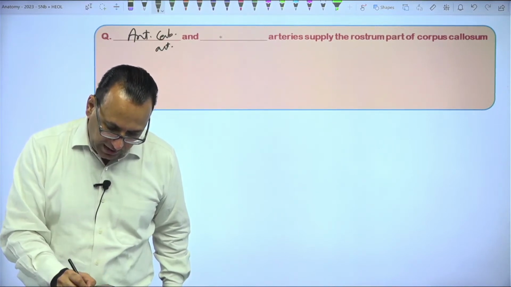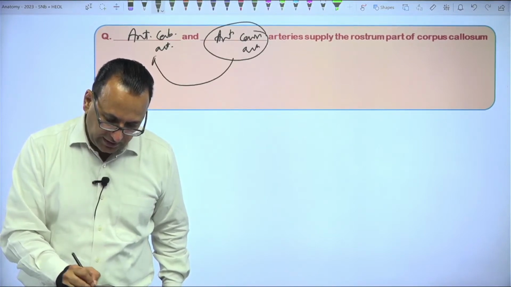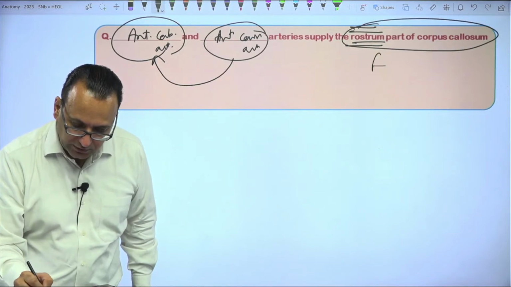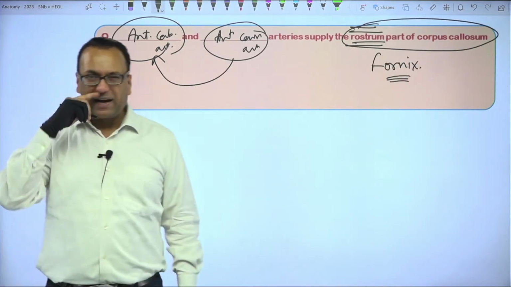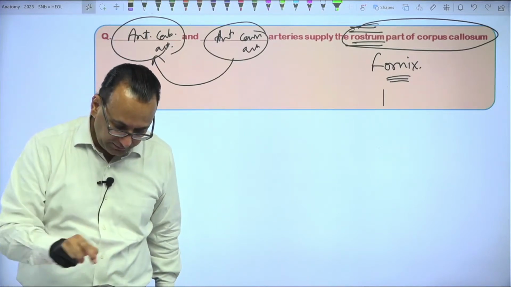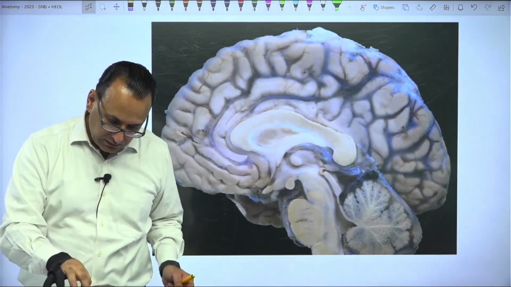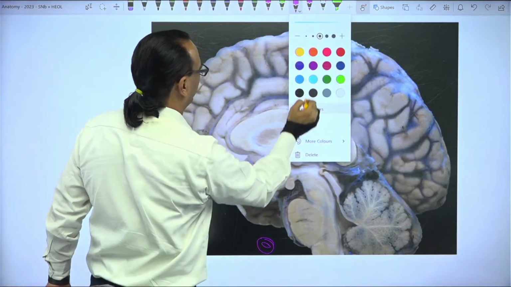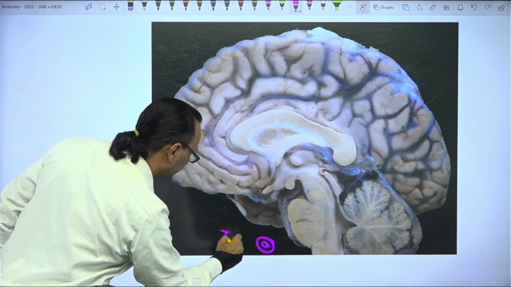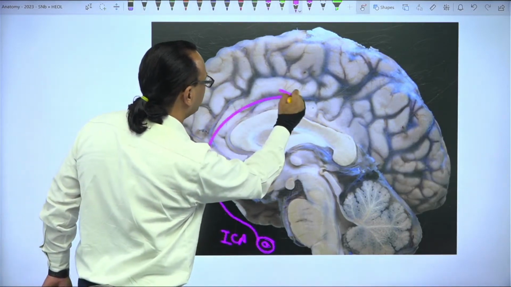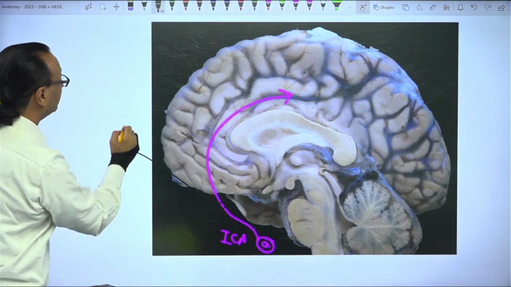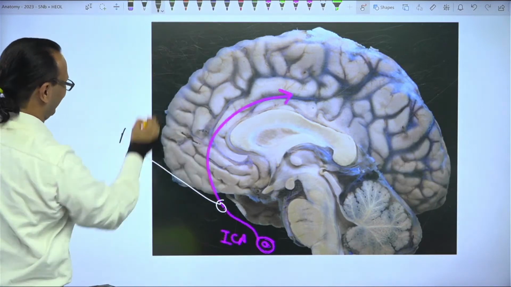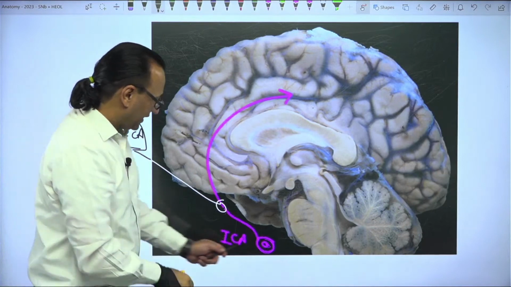Anterior cerebral artery and anterior communicating artery. The anterior communicating artery basically connects the 2 anterior cerebral arteries. Here you see I have written rostrum of corpus callosum. Earlier I had written fornix, but the supply is the same, and it will become more evident when I show this diagram. Let us assume there is an internal carotid artery, which is giving the anterior cerebral artery.